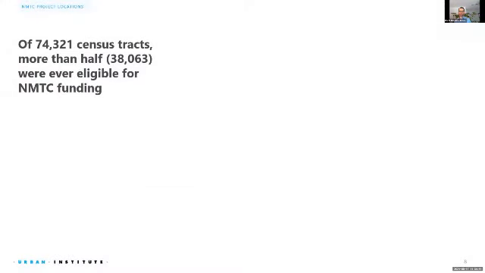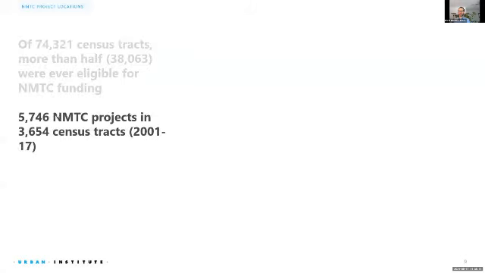So over the course of the life of the program to date, there are 74,000 census tracts in the US, and more than half were ever eligible for New Markets funding. That's not to say half are eligible right now. It's usually around 42% of the nation's census tracts. And of those that were ever eligible, 5,700 odd projects have been done through 2017 in 3,600 odd census tracts.